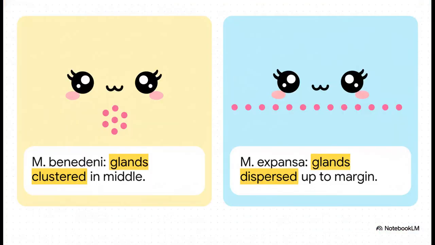The only difference you need to capture in your sketch is the distribution of those glands. For Moniezia benedeni, draw the glands clustered tightly together right in the middle of the segment. For Moniezia expansa, draw those dots dispersed all the way across the segment, reaching out to the margins. Center equals benedeni, spread out equals expansa. Honestly, it's just that simple.